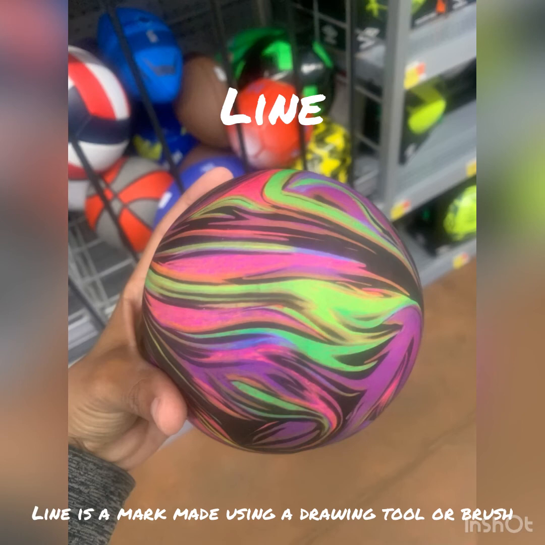Okay, so next we have line, and line is a mark made using a drawing tool or brush. I saw this ball and took a picture of it because you can see the lines in this picture. They're curved, some of them are thick. They appear to be smooth lines, and so I thought it was a great picture.